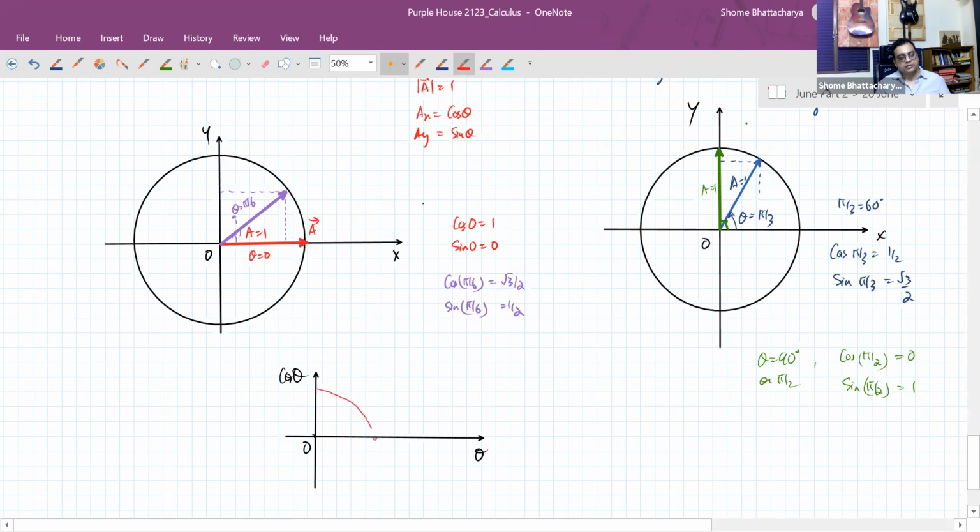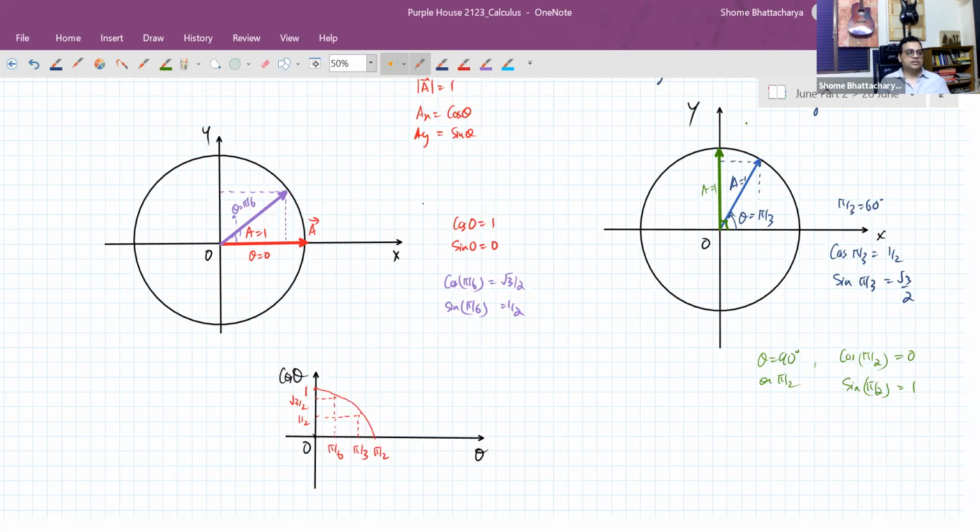It's going like this. By the time we come to 90 degrees, it's becoming 0. It started from 1. So when we were at 30 degrees or pi by 6, it was root 3 by 2. When we were at 60 degrees or pi by 3, it's half. And by the time you come to 90, you can see that here cos 90 has become 0.